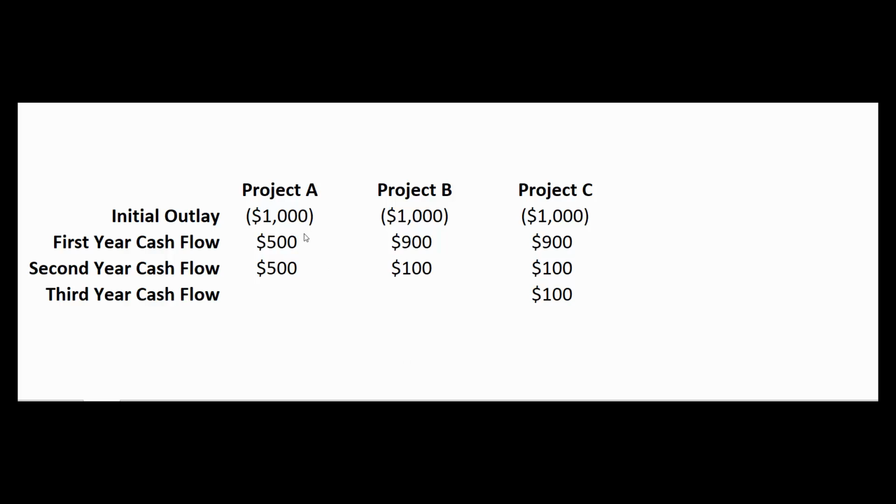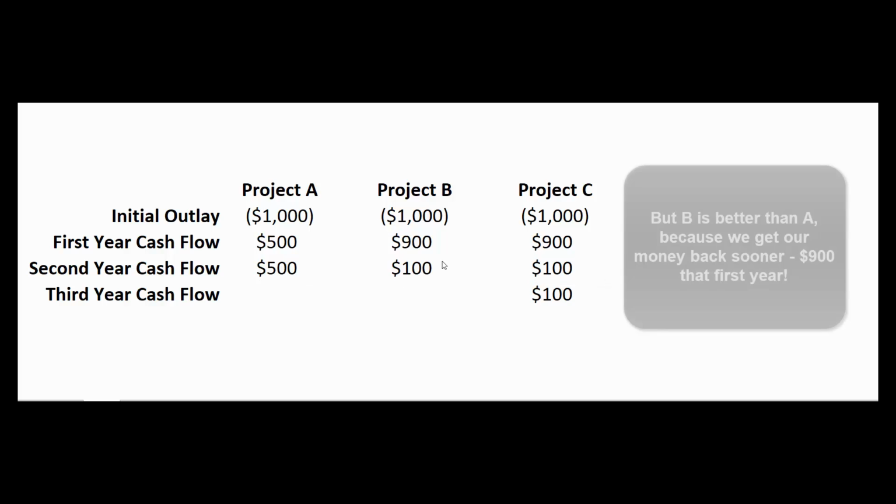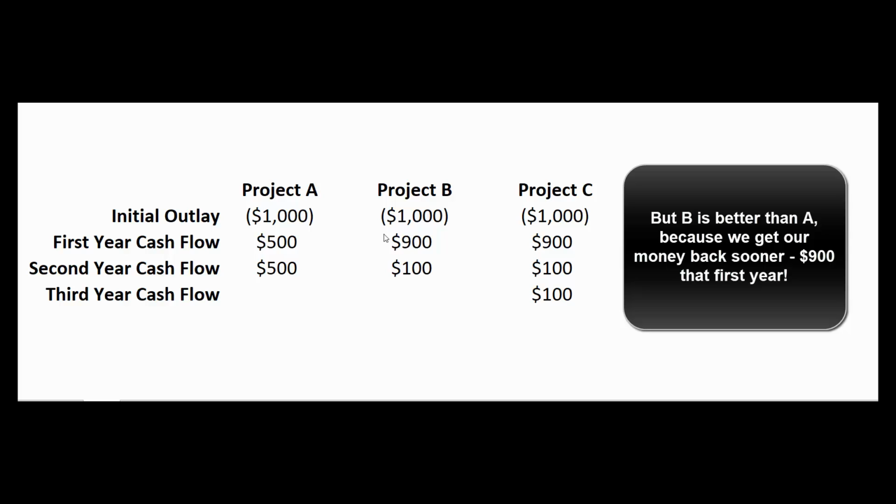Well, for A, it's 2 years. For B, it's 2 years. After 2 years, we've got our $1,000 back. Same thing for project C. So under the payback method, all these have exactly the same payback period. However, B is better than A because we get our money back sooner. We get $900 back that first year that we can invest in our business right away.